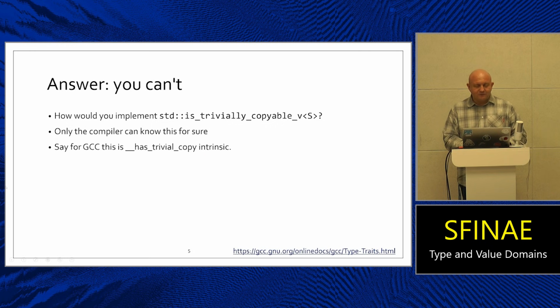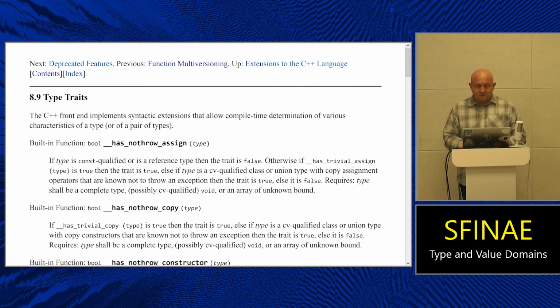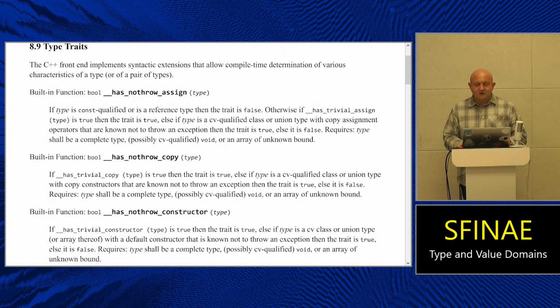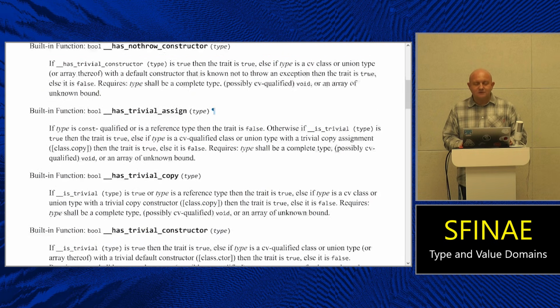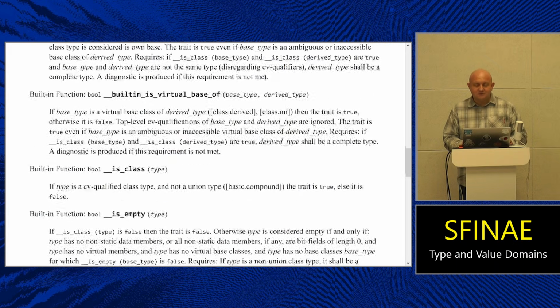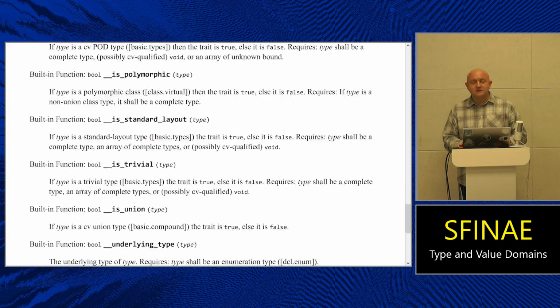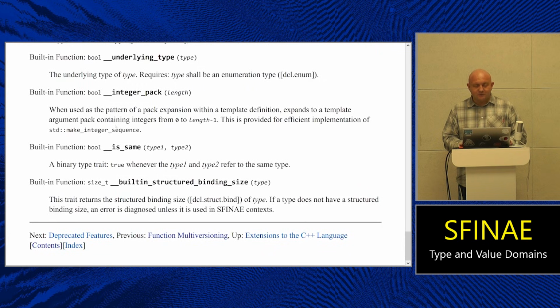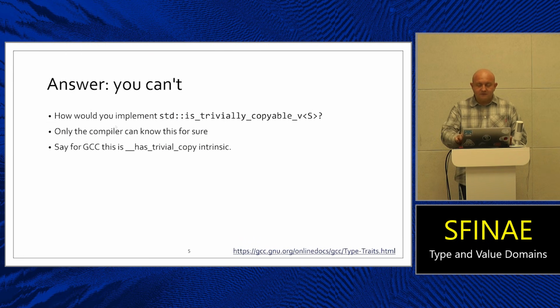And GCC has not only this intrinsic, GCC has a full list of what is hardwired to the compiler. So has no throw assign, has no throw copy, has no throw constructor, has trivial copy, has trivial destructor, has virtual destructor, is abstract, and so on and so forth. We can see the full list in the documentation. And even modern reflection, and we will touch upon reflection soon, doesn't replace that. Reflection still takes the same intrinsic underneath.